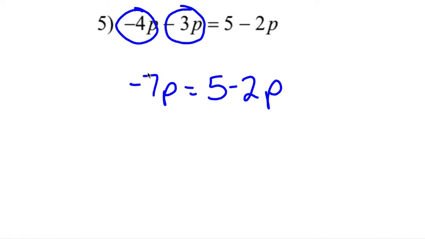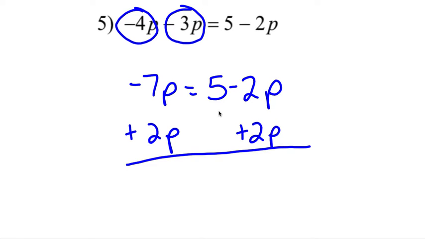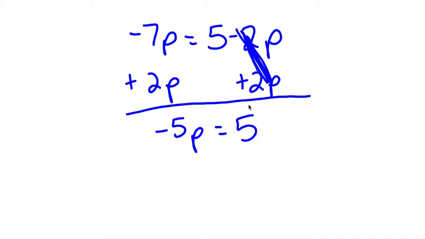But I'm going to move everything to the left for future problems. So I'm going to add 2p to both sides, okay? Break out your calculator if you're not good with adding positive and negative numbers. Negative 7p plus 2p gives me a negative 5p. Equals, right-hand side, bring down my 5. Negative 2 plus 2 is 0. Again, that was our goal to get rid of that, so that should be a 0.